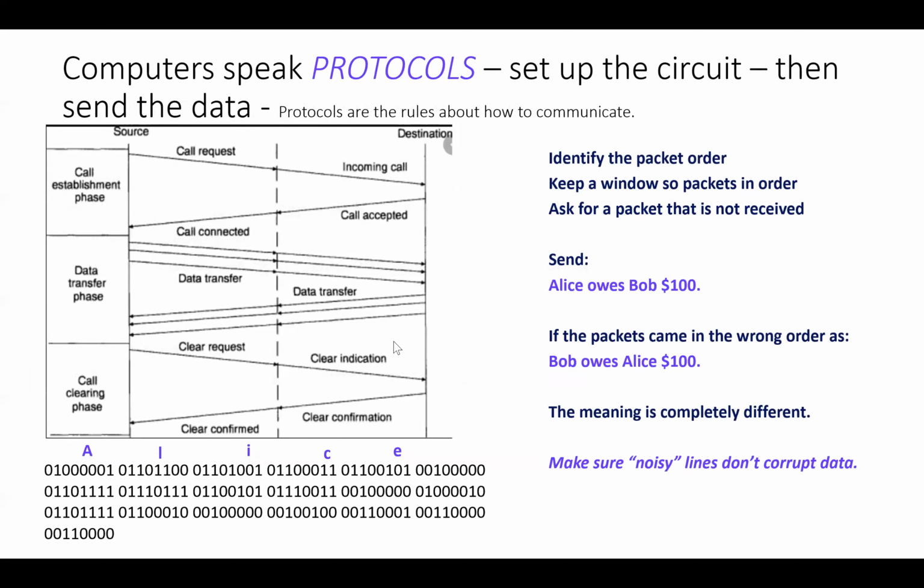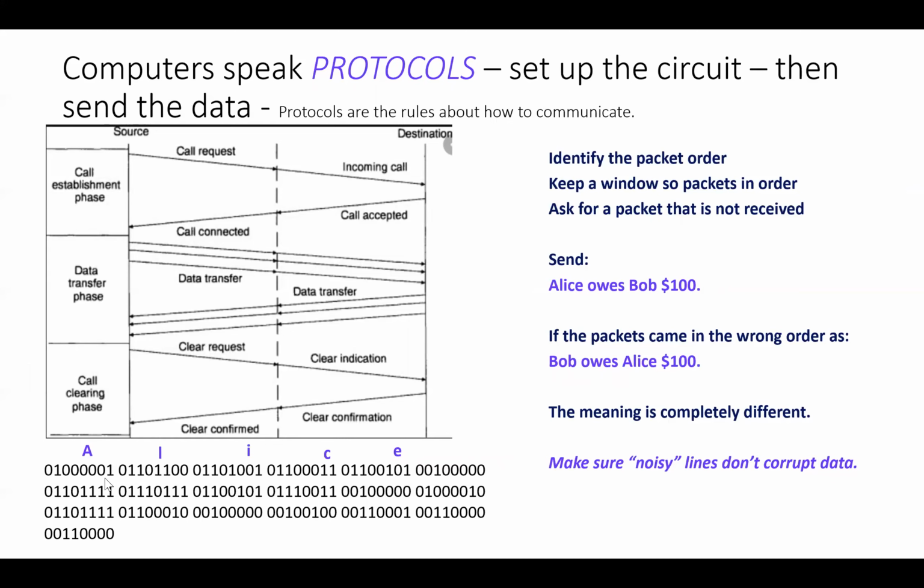So computers speak protocols. They set up a circuit just the same way people do, right? So when one computer wants to talk to another computer, it makes a call request and the other computer gets an incoming call, answers the call, and then the source gets that the call's connected. So say we wanted to send a packet from one computer to the other computer that said, Alice owes Bob $100. The first thing that we do is we convert the message into binary.